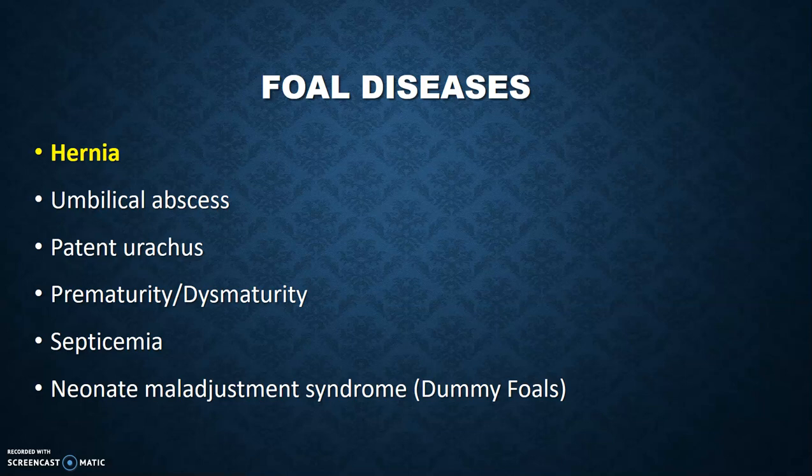Prematurity or dysmaturity. So they're either born premature, or even though they are born at the correct time, there is something wrong. Septicemia. This often happens secondary to umbilical infections, ascending bacterial infections. They'll become septic very easily. They'll also get something called joint ill, a lot of joint infections. And then there's also neonate maladjustment syndrome, or dummy foals. We're not really sure why this happens.